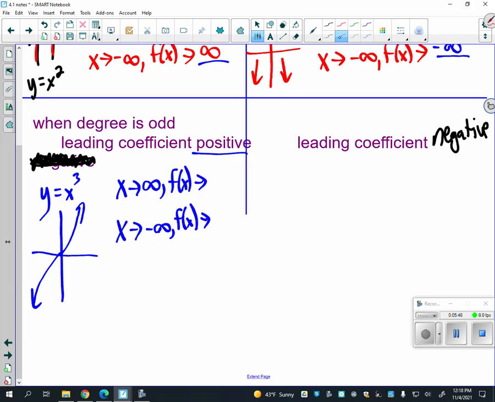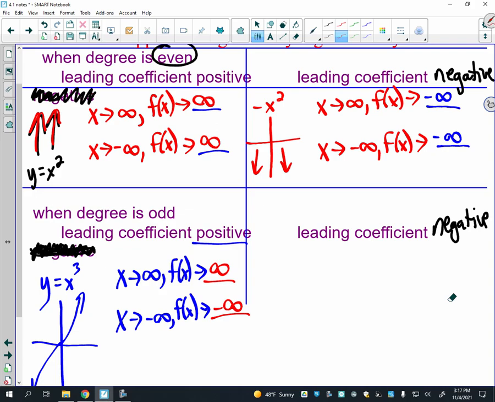So I'm going to switch colors again. So this is saying as x gets really big, so the right side of my graph, as x gets really big, what's happening to the y? Well, it's going up forever. So it's going up to infinity. But as x gets really small, that would be the left side of my graph. The y's are going down. So notice they're different on this one because the arrows go in opposite directions. But I always remember if the leading coefficient's positive, positive stays positive, negative stays negative.